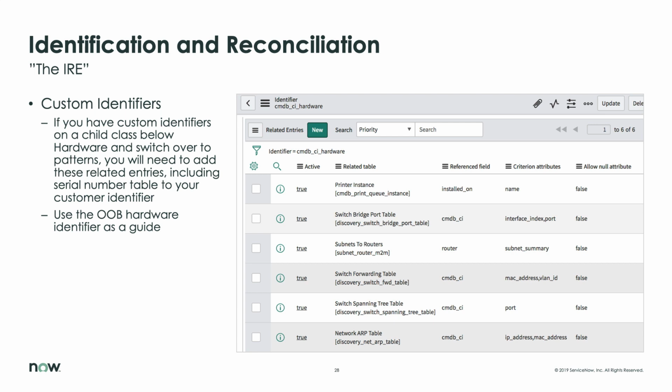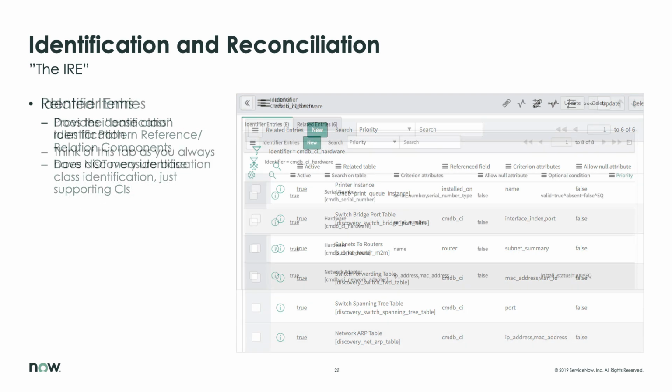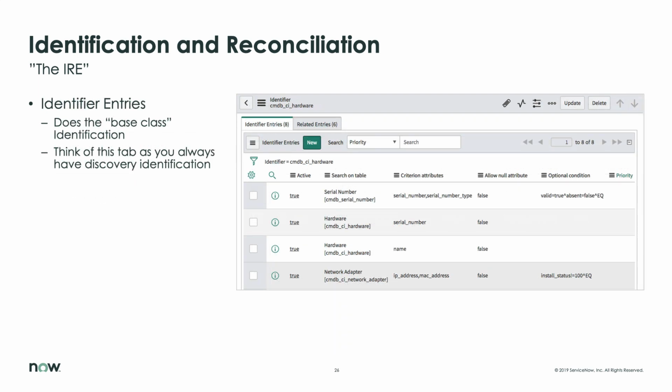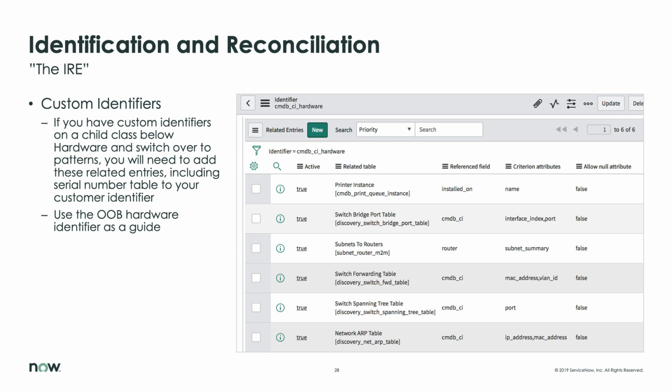Say you had a good reason to have a very specific identifier for Windows computers for whatever local reason, and you just have that based on name. Let's go back one or two here. So you just have name, right? And maybe serial number. But you have no related entries in your identifier. You want to use this hardware class identifier as your guide. So you're going to have to add these.